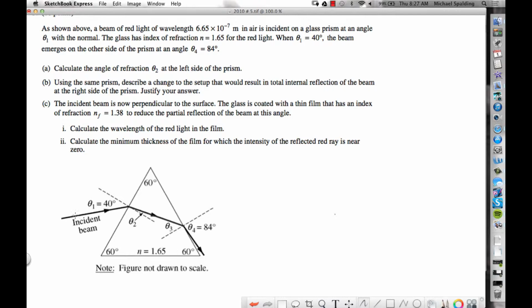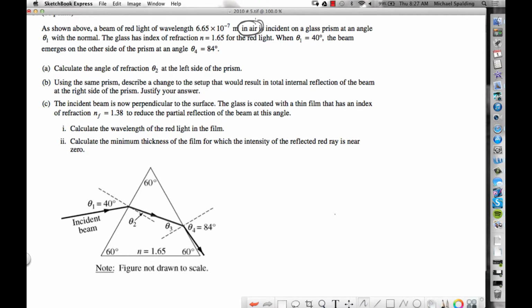We got this incident beam strikes this prism, and see how they have the normal line shown here? Whenever you do optics problems, you're measuring angles off the normal line. So they showed a normal line there, and they got a normal line over here. The problem tells us that the light starts in air. There's a big assumption here.